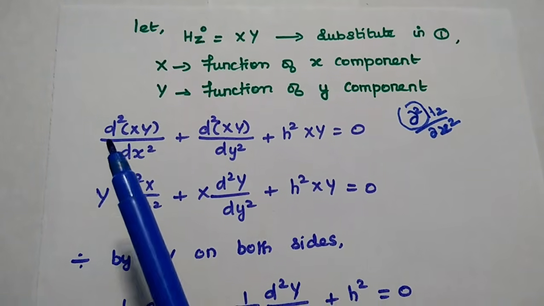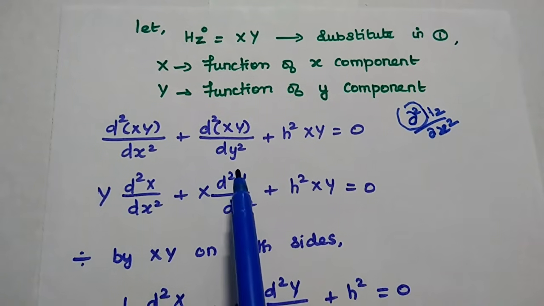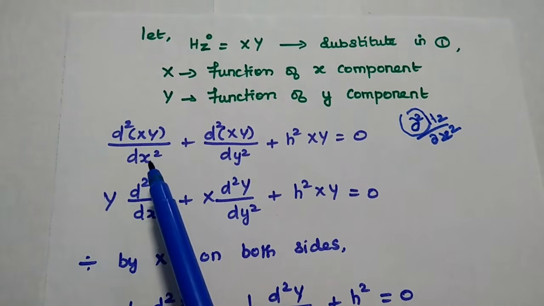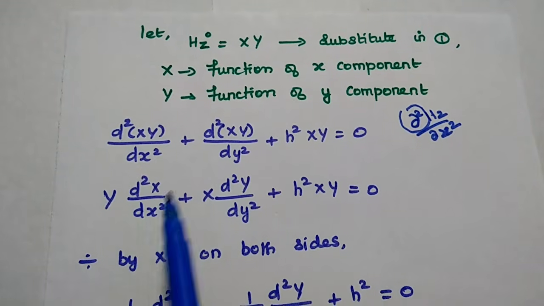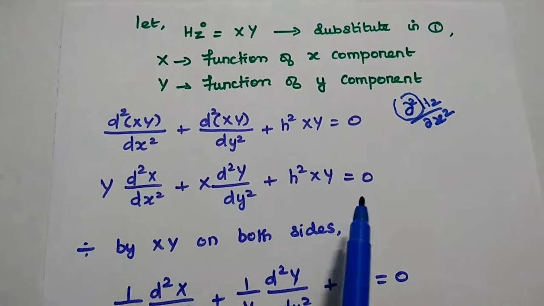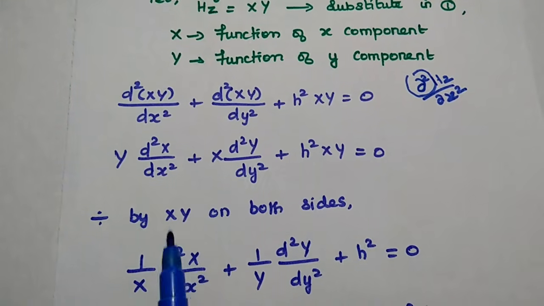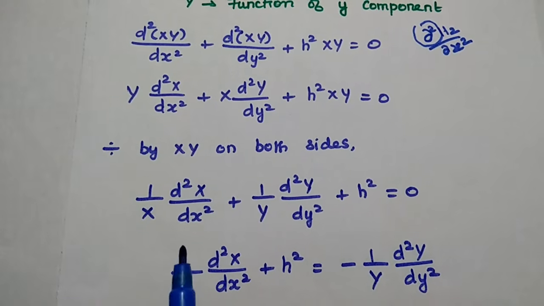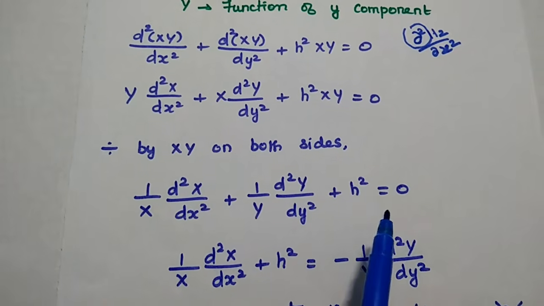So we can use ordinary differentiation: d²(XY)/dx² plus d²(XY)/dy² plus h squared XY is equal to 0. With respect to x, we can take Y outside as a constant. So Y d²X/dx² plus X d²Y/dy² plus h squared XY is equal to 0. For further simplification, we divide the equation by XY on both sides. Then we get 1/X d²X/dx² plus 1/Y d²Y/dy² plus h squared is equal to 0.